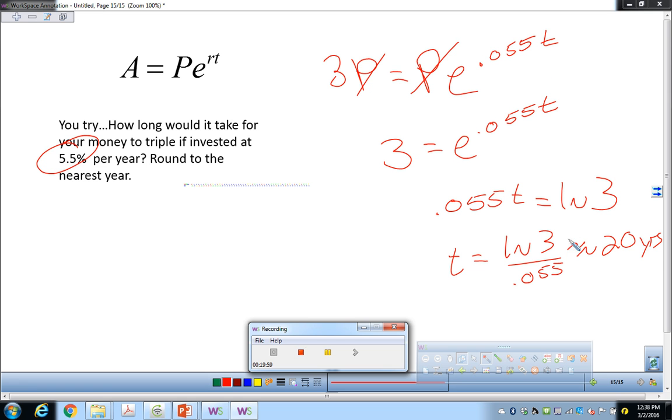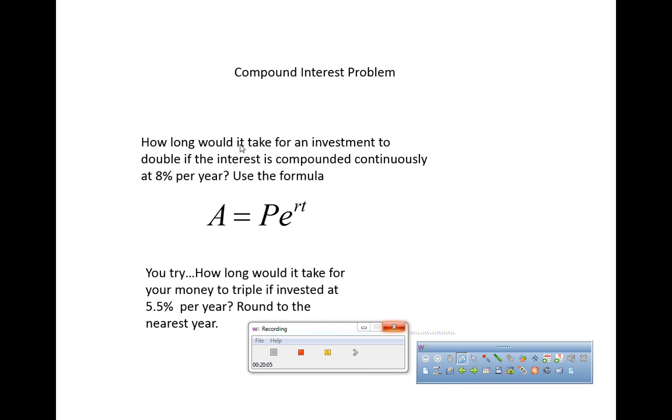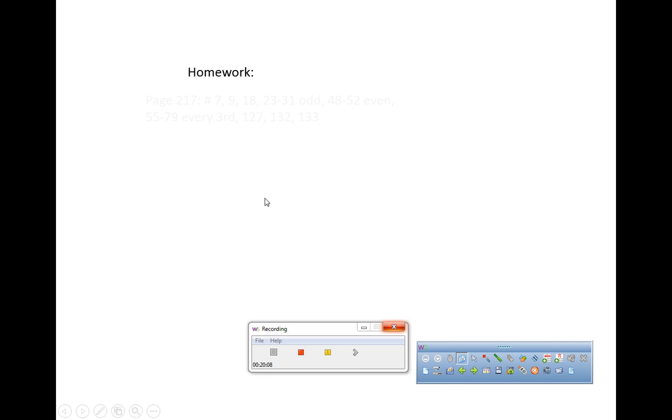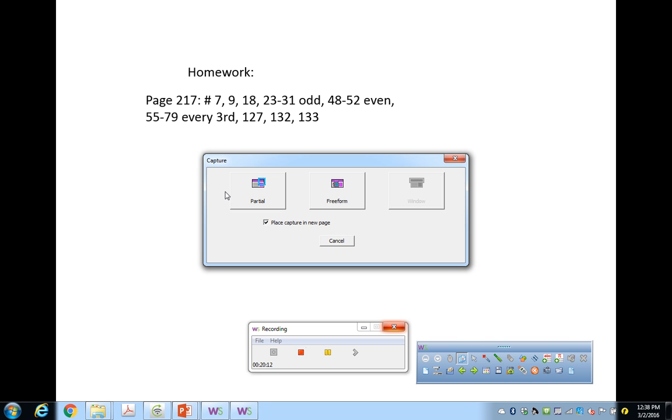Oh, I just did this problem for those of you in our viewing audience. Okay? Yes, we're done. This is your homework. There it is.